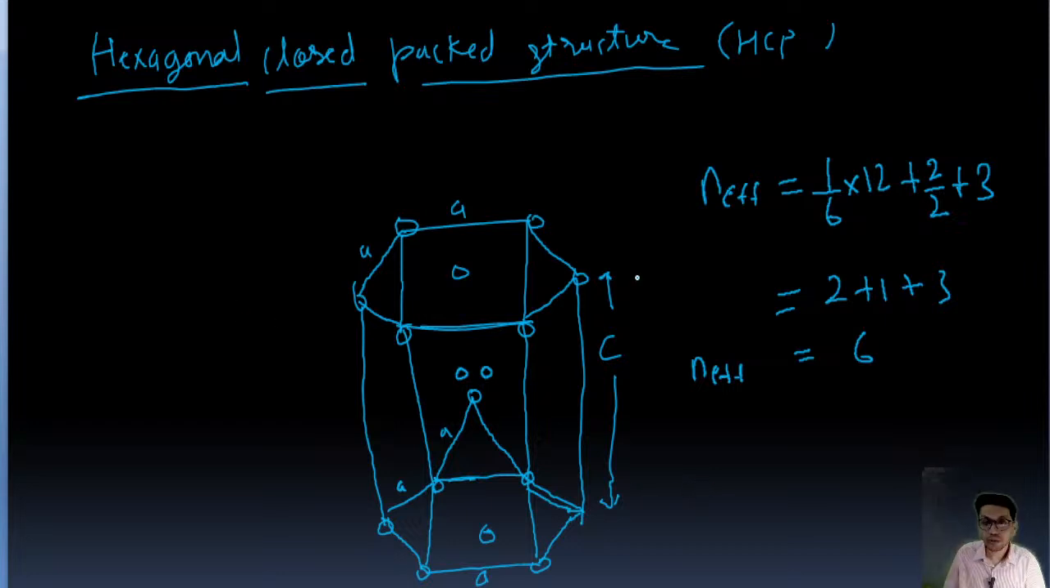Now in this case also, atomic radius. Here a is equal to 2r. So from here atomic radius r is going to be a by 2. So r is the atomic radius and a is the side of the hexagon. These are important results, guys. So use it.